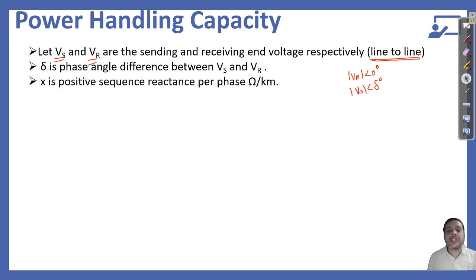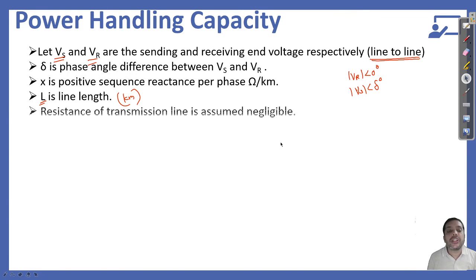X is the positive sequence reactance per phase, in ohm per kilometer, as given in the above table. X is the positive sequence reactance of the line. Capital L here is not the inductance; capital L is the length in kilometers. So you can take this length in kilometers, because the inductive reactance is mentioned per kilometer. Resistance of the transmission line is assumed to be negligible, because in the HV transmission line the X by R ratio is high. That is, X is very high as compared to R, so resistance may be neglected.